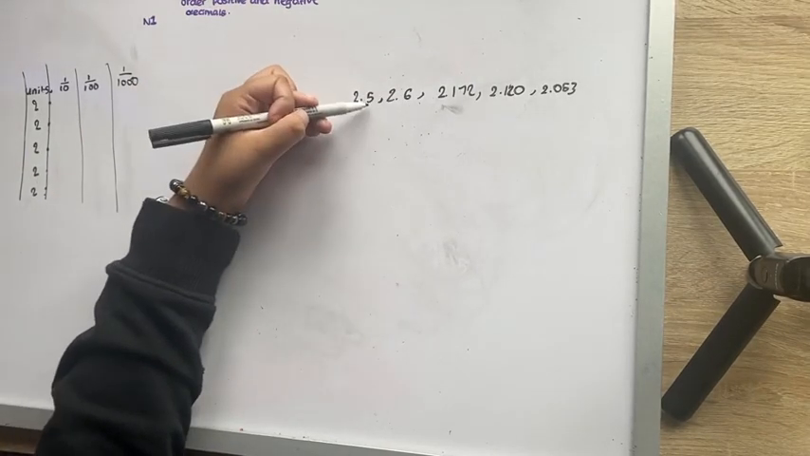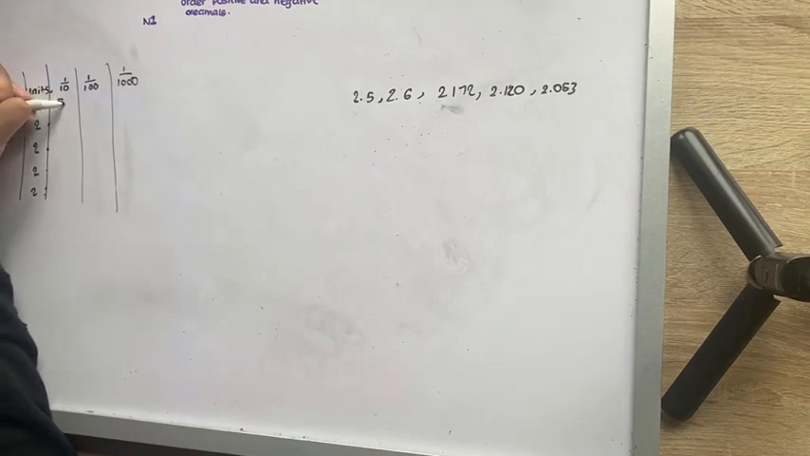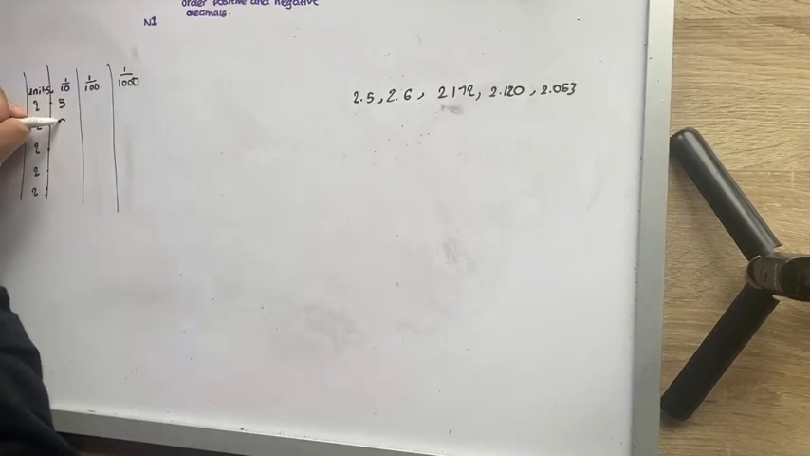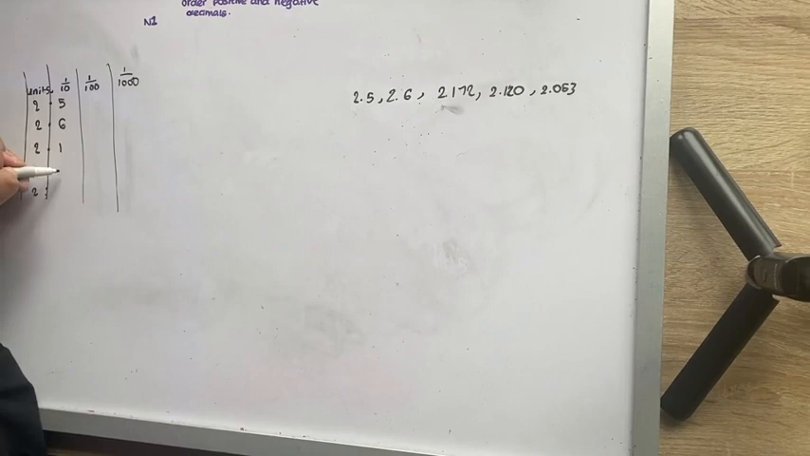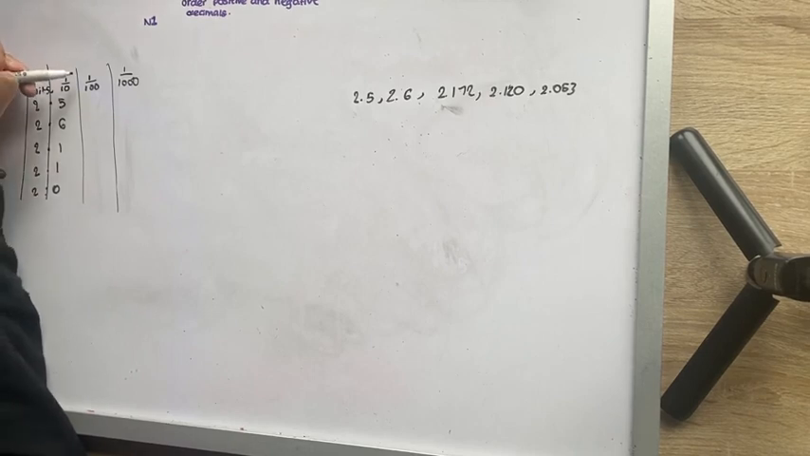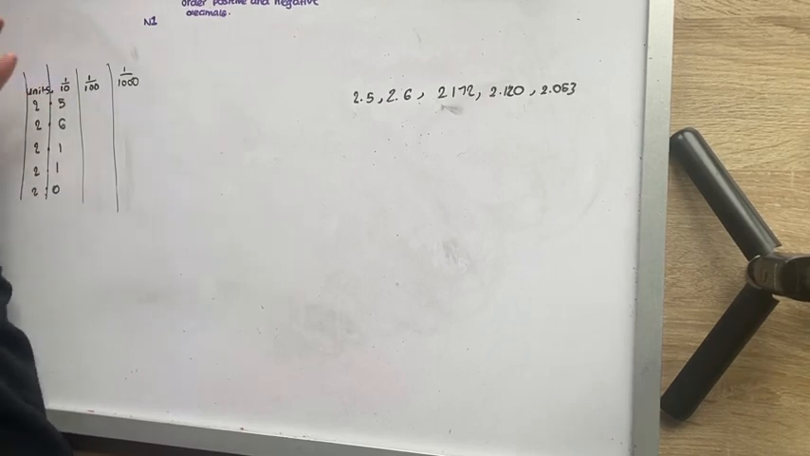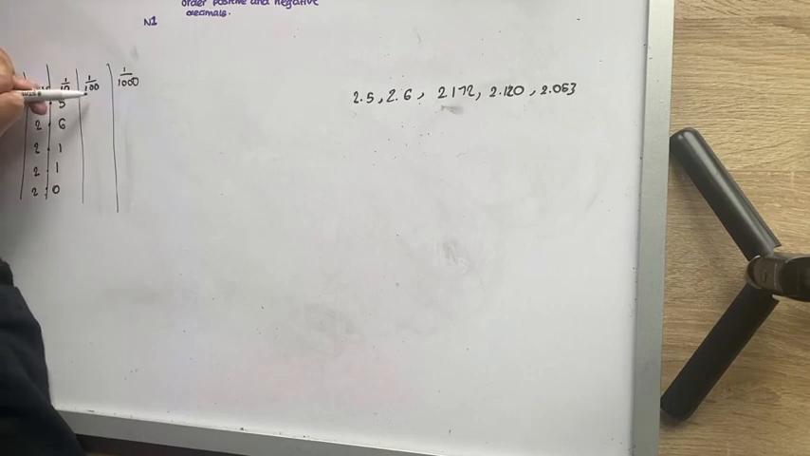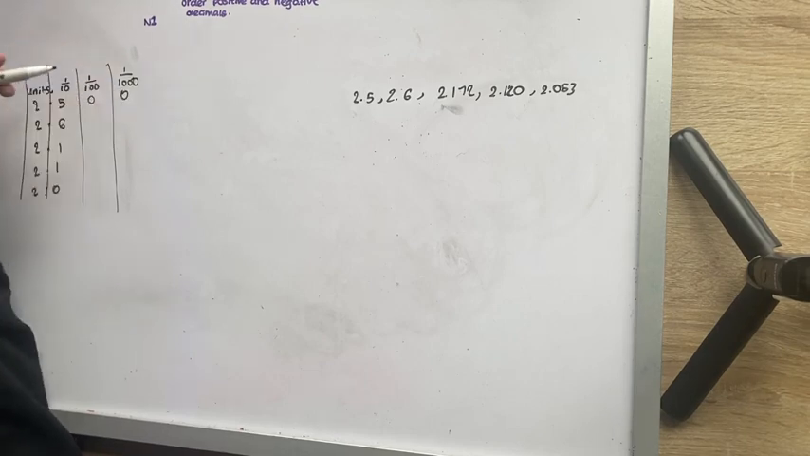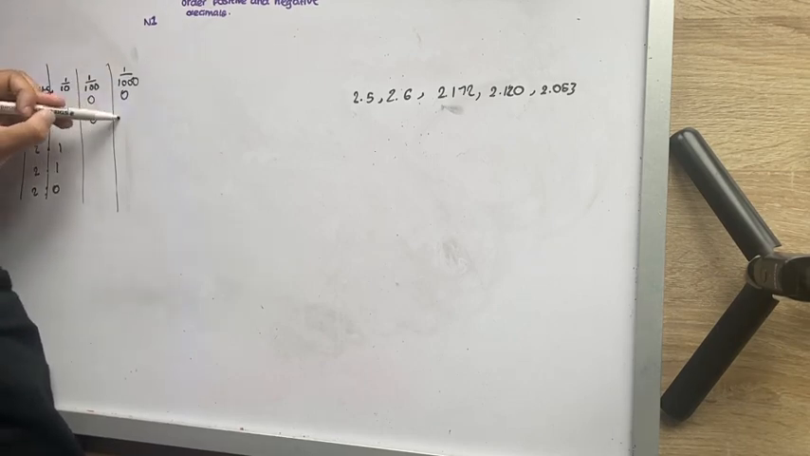This one has 5 in its units. The other one has 6. The other one has 1, 1, and then 0. And then look at the tenths, hundredths and thousandths. In the hundredths, there is nothing there, so we can put it down as 0. I could put that down as 0 as well. Then 0 and 0 again.